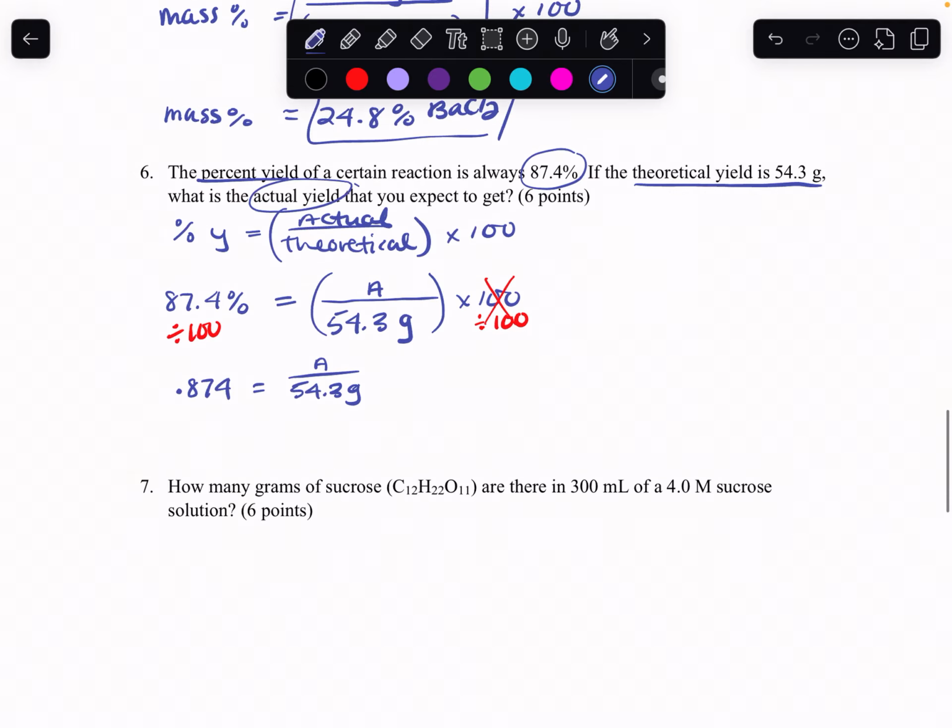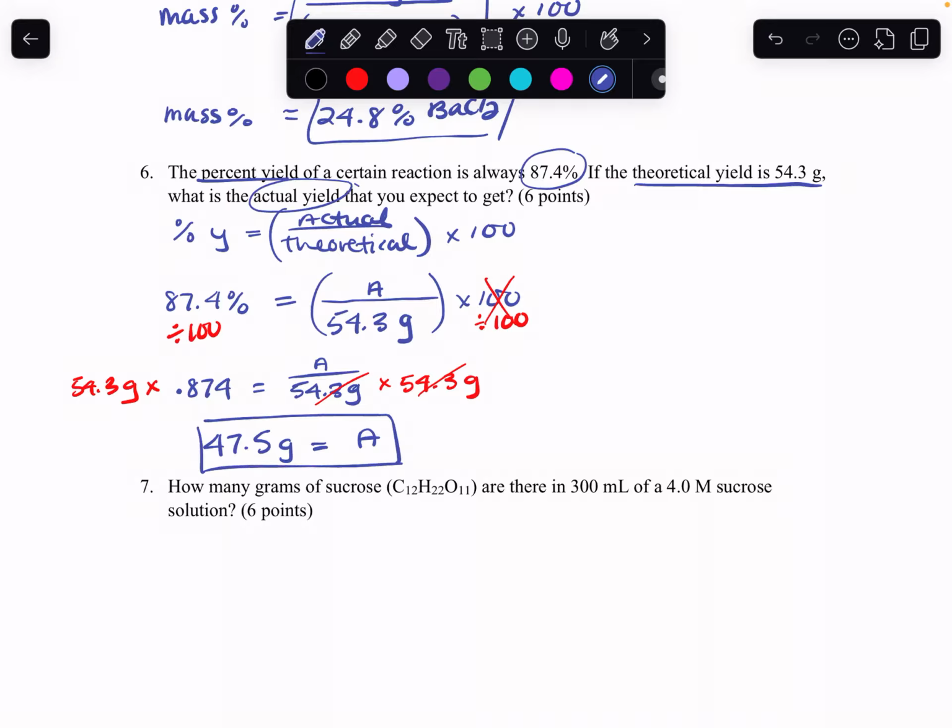Cool. Next step in isolating A. I'm going to come here and I'm going to multiply by my 54.3 grams. Multiply by 54.3 grams. So now I've gotten rid of it on the right side completely. And when I multiply everything out, I'm getting 47.5 grams is equal to A, my actual yield. Amazing how that works, right?